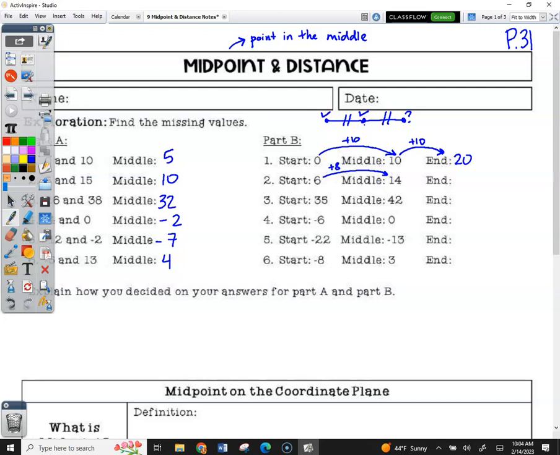Yeah, I know. So then I'd add 8 more, and that would put me at 22. The nice thing is you could always confirm it by going back and adding your start and end numbers and dividing by 2. All right, so try this.